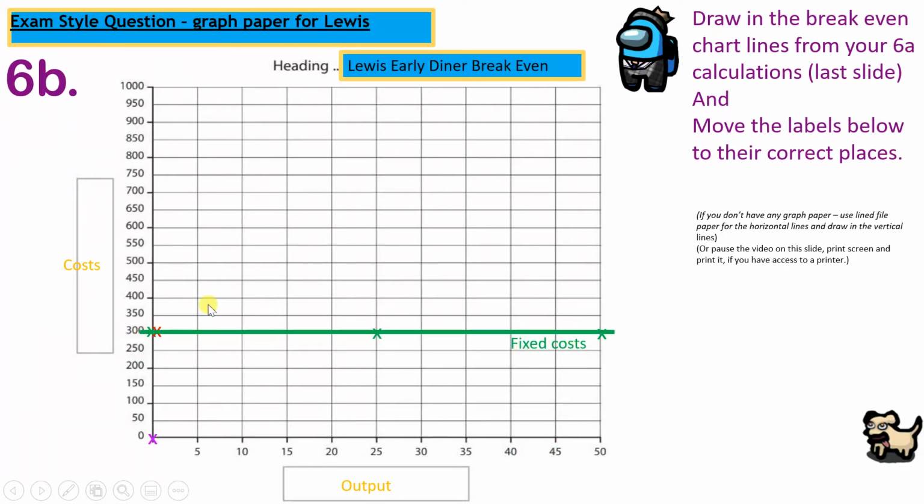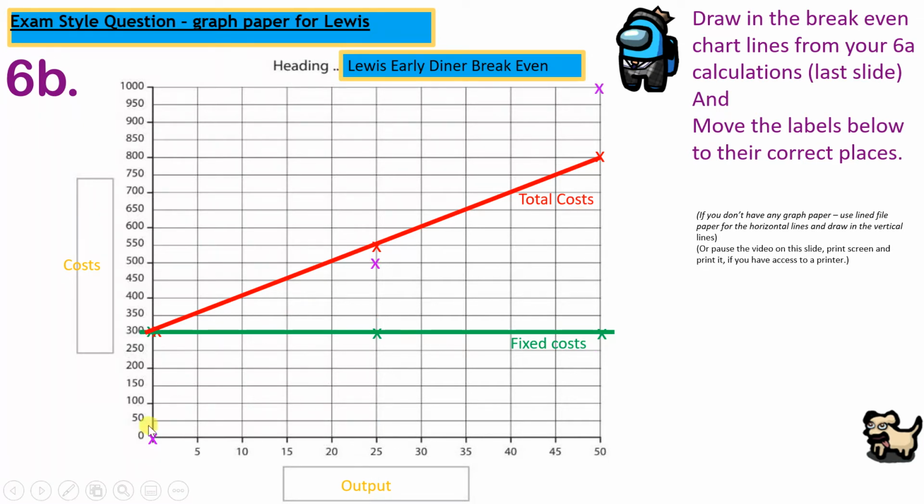Let's plot total cost then. It starts at the 300, remember, because that's where fixed costs were. So for 25 early diners, that's going to be at 550, and for 50 early diners, that's going to be £800. Let's complete the total cost line then, starting at the 300.